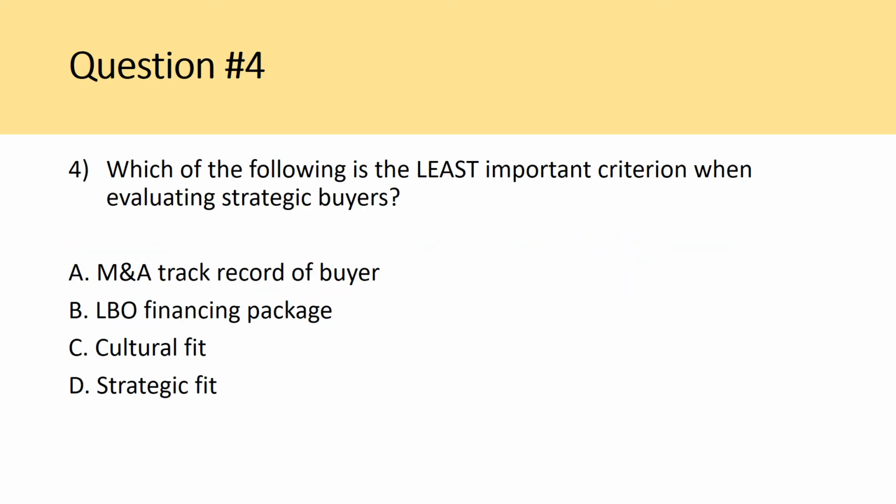Now, question 4, which of the following is the least important criterion when evaluating strategic buyers? A, the M&A track record of a buyer. B, an LBO financing package. C, cultural fit. Or D, a strategic fit. What is the least important?